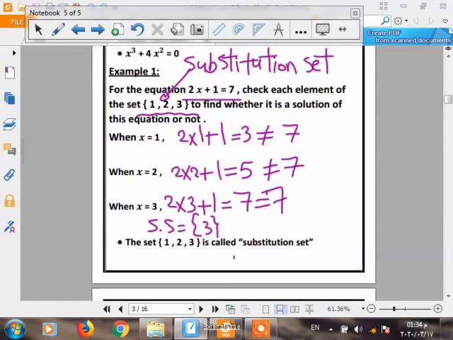So now we know two different sets, the substitution set and the solution set. The solution set is a subset of the substitution set. So we have that the solution set is a subset of the substitution set.